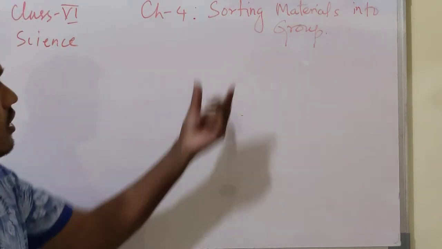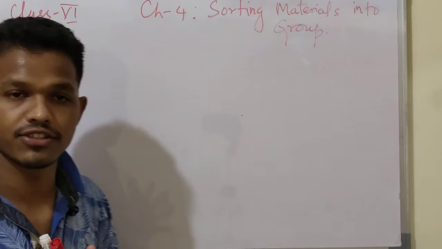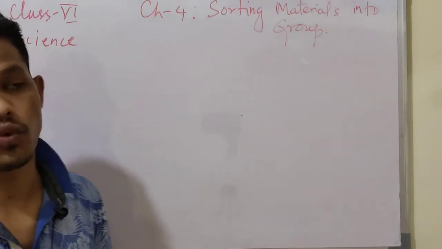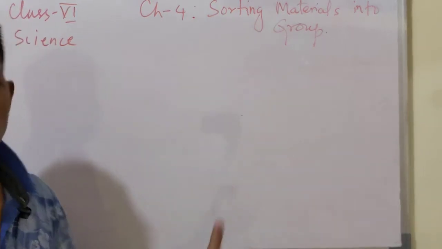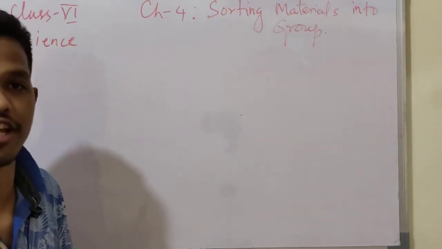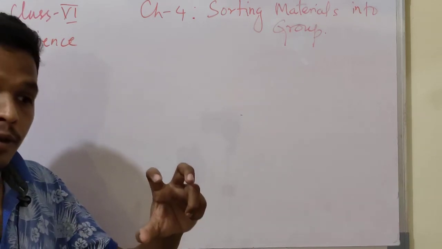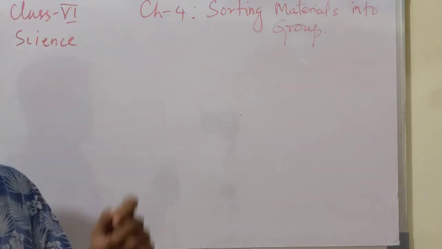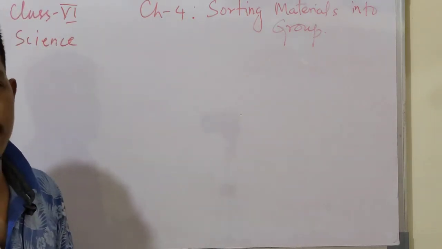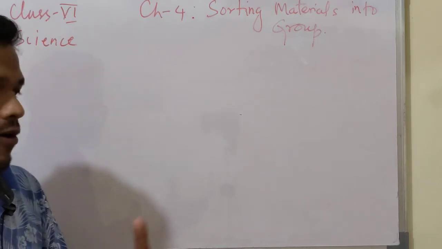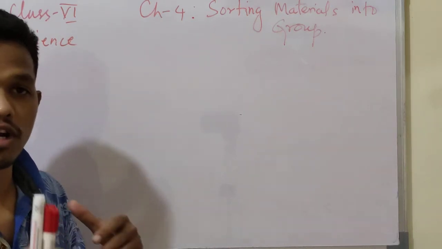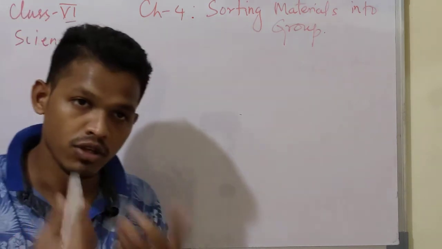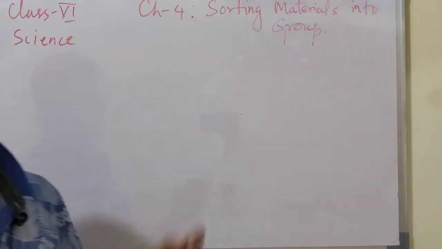We are going to discuss sorting materials into groups. I have already discussed the introduction part, that is, objects around us. What are the objects we find around us? There are different objects which are made up of different materials. Based on their materials, we sort each of these objects into different groups, in order to have a clear understanding of various things. Whatever material an object is made up of, that is how we separate them and form a group.